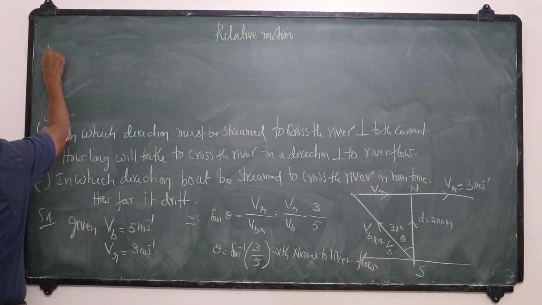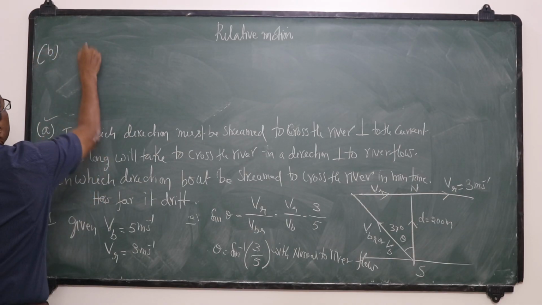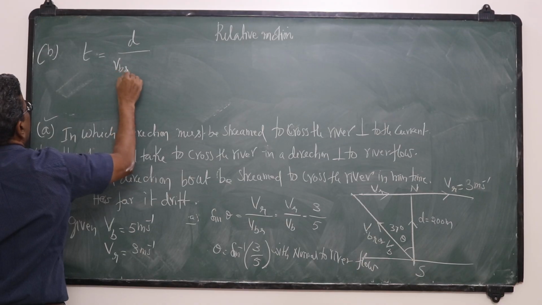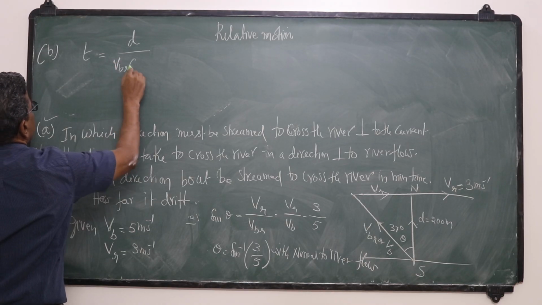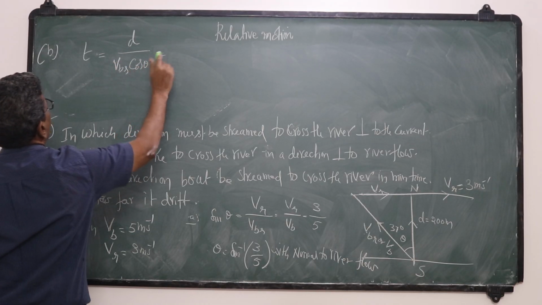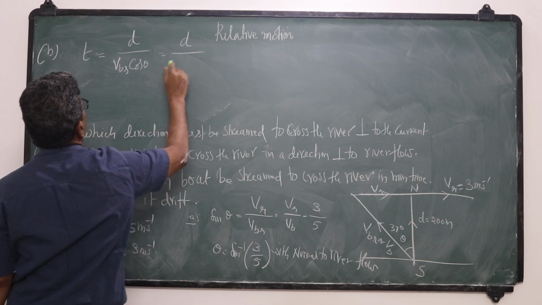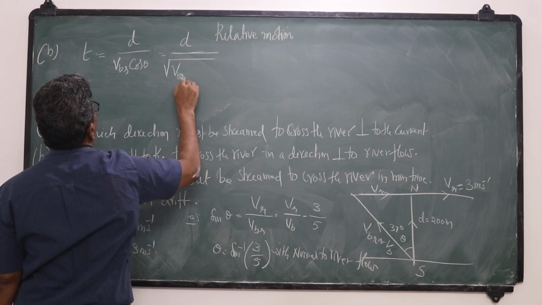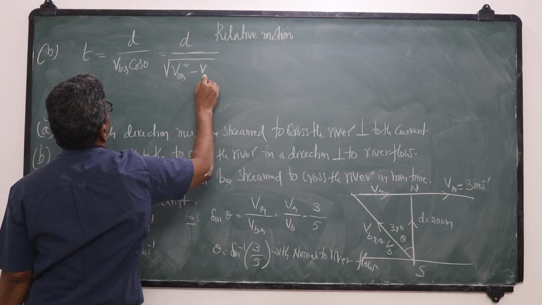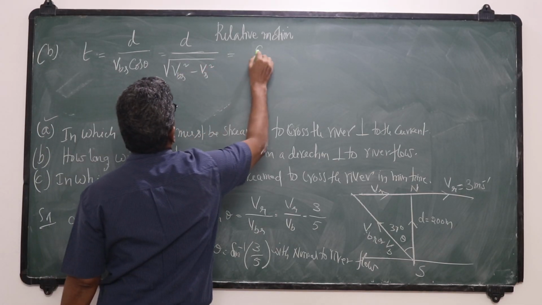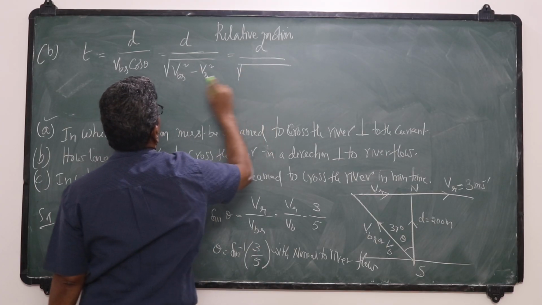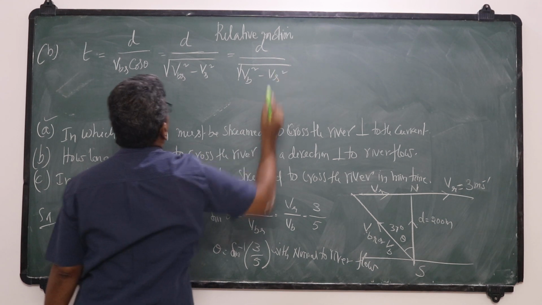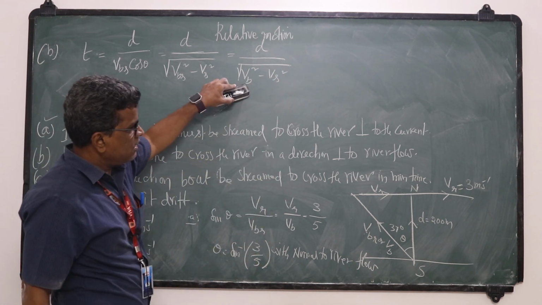So the answer for B: how long? Time taken. Time is D by VB cos theta, or D by the square root of VB squared minus VR squared, if VB is the velocity of the boat in still water. So I am using this formula here.